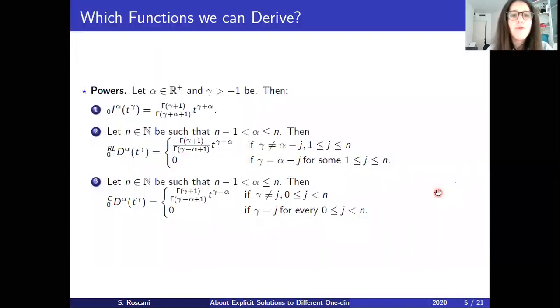Well, which functions can we derive? From which functions can we compute the fractional derivatives? Of course, we have the powers. I know how to integrate the power through the beta function, then I know how to take the Riemann-Liouville derivative, and I can compute the Caputo derivative.